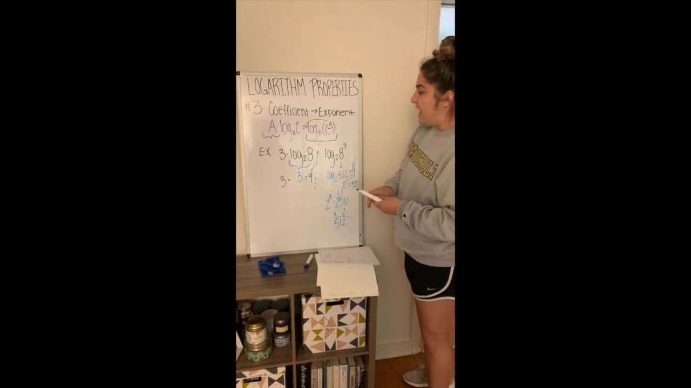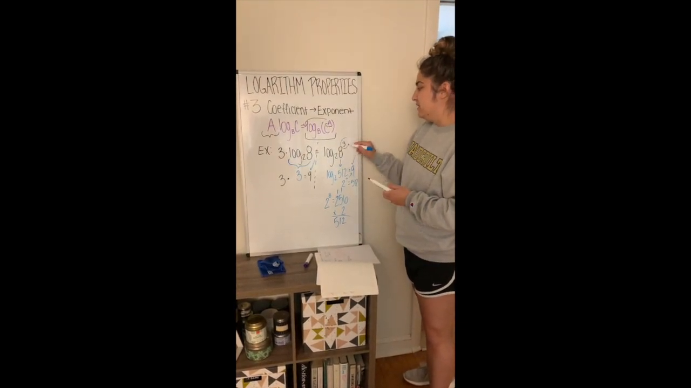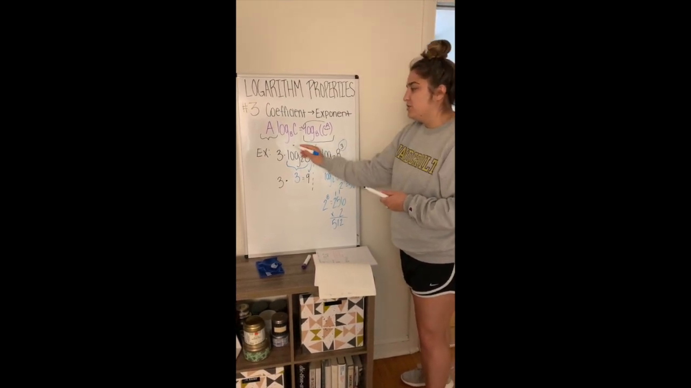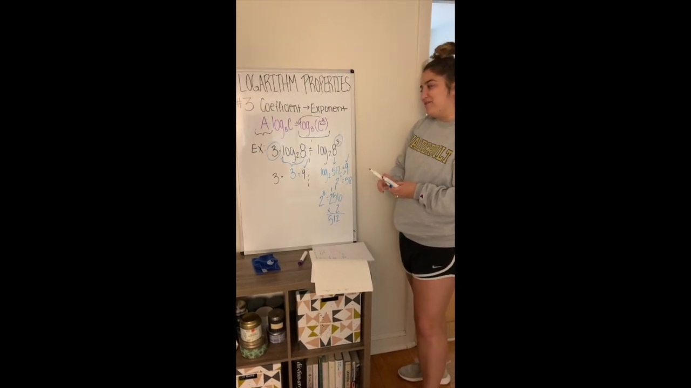So anytime you have a coefficient, you can rewrite it so that it moves up here as the exponent. And every time you have an exponent, you can rewrite it so it moves down here, shake it down in front, so it's the coefficient.